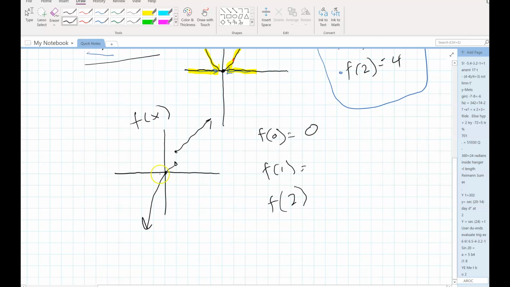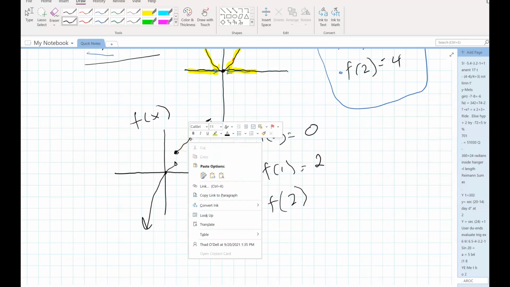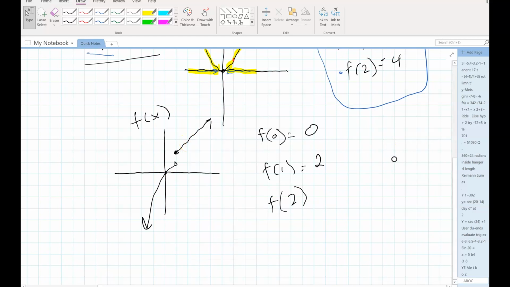If I plug in 1, notice I don't get 1 because there's an open circle there. This is supposed to be closed. I would get 2. And likewise, when I plug in 2, what do I get? I go over 2 and up, well, it looks like about, hey, come on. Well, that was a wavy line. It's supposed to be straight. What I meant to do was that. Okay, it looks like if I plug in 2, I get 3. Okay, so those are functional values. I'm plugging in x values, getting out y values.